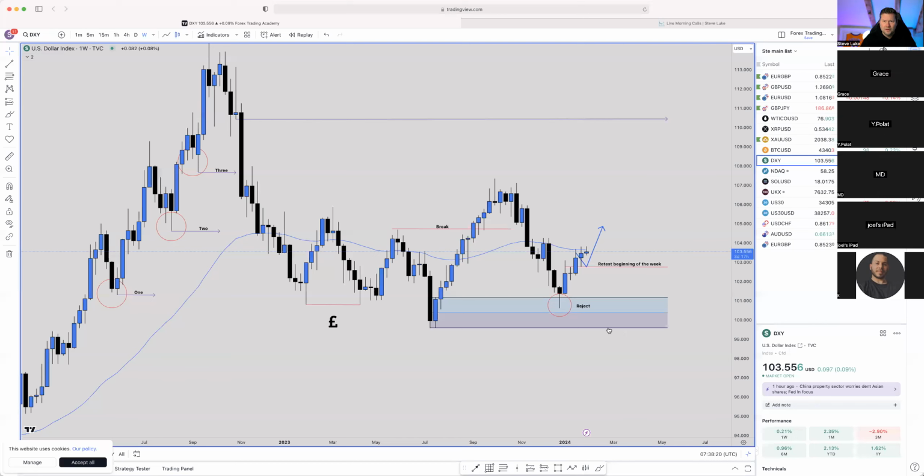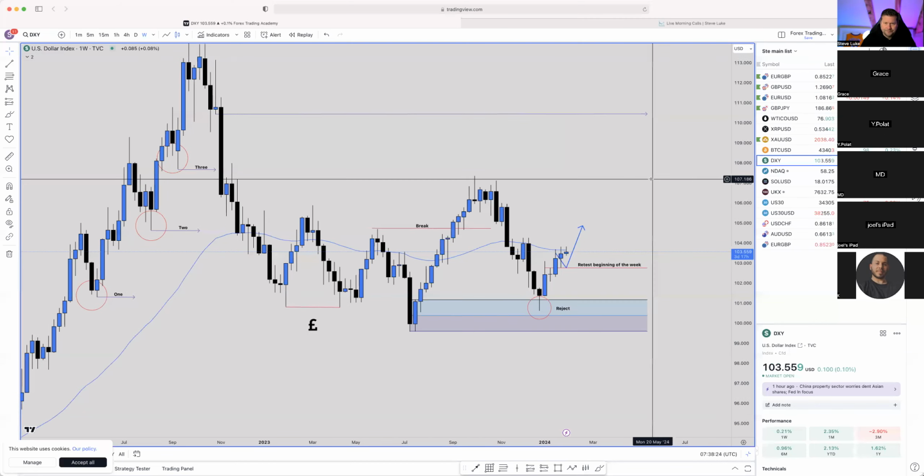So let's have a look. Cool. So I'm going to start with the DXY. The reason we start with the DXY is because if we have strength on the DXY, then it means that we're likely going to have weakness on the EU and GU, and then obviously vice versa. If we have weakness, then we should have strength on EU and GU. Let's bring the chat box up as well so I can see what's going on.